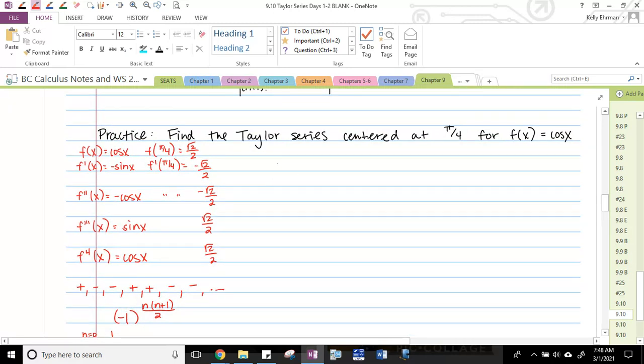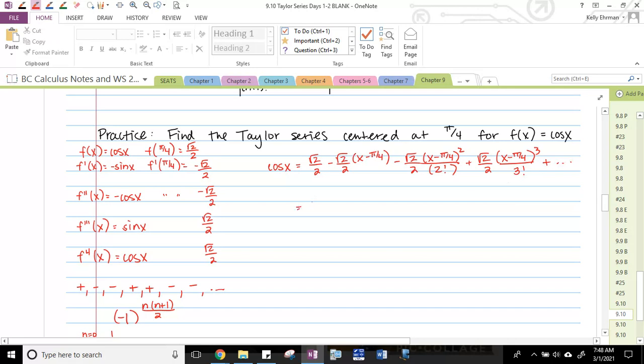Okay, so why do I need that? Because for cosine x, I'm trying to build the terms here so that I can come up with what the nth term is. So it's equal to radical 2 over 2 minus radical 2 over 2 times x minus pi over 4 to the first power minus radical 2 over 2 times x minus pi over 4 to the second power over 2 factorial. Easy to forget that. Plus radical 2 over 2 times x minus pi over 4 to the third power over 3 factorial.